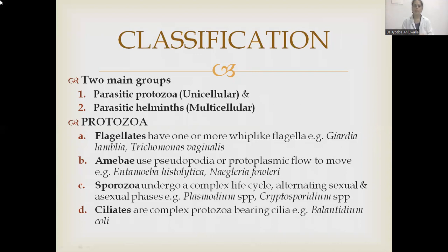The amoebae, they use pseudopodia or protoplasmic flow to move, the Entamoeba histolytica or Naegleria fowleri. The sporozoa, they undergo a complex life cycle. It has got the alternating sexual and asexual phases. The Plasmodium species and Cryptosporidium, they are included in the sporozoa family. The ciliates are complex protozoa bearing the cilia. The example is Balantidium coli.